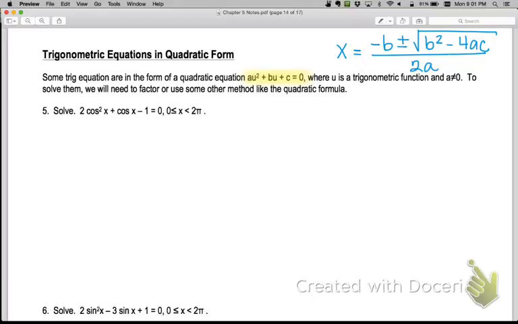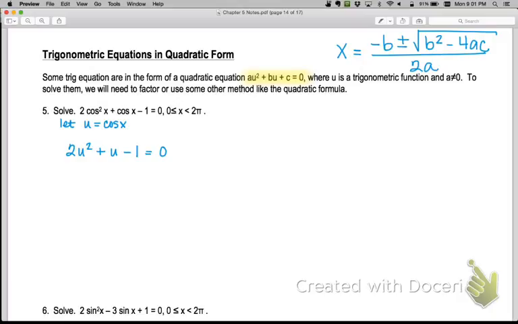So here's what I would do. We are going to let u represent the cosine of x. That means if I take that out, I've got 2 times, instead of cosine squared of x, I would have u squared, plus u, because that's our cosine of x, minus 1 equals 0. And I'm going to solve that equation without worrying about my cosines yet. So we can see if this is factorable by factoring by grouping.